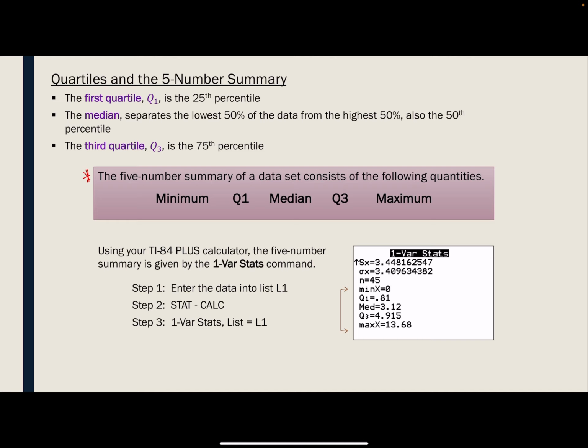And there's a previous video that shows that you would enter the data into L1, and then from L1 you're going to go to stat, calc, and then you're going to choose one variable stats, or 1-Var Stats. And remember that in order to find that entire 5-number summary, you're going to have to scroll down in the output screen. And so the 5-number summary is right here: the minimum, Q1, median, Q3, and the max.